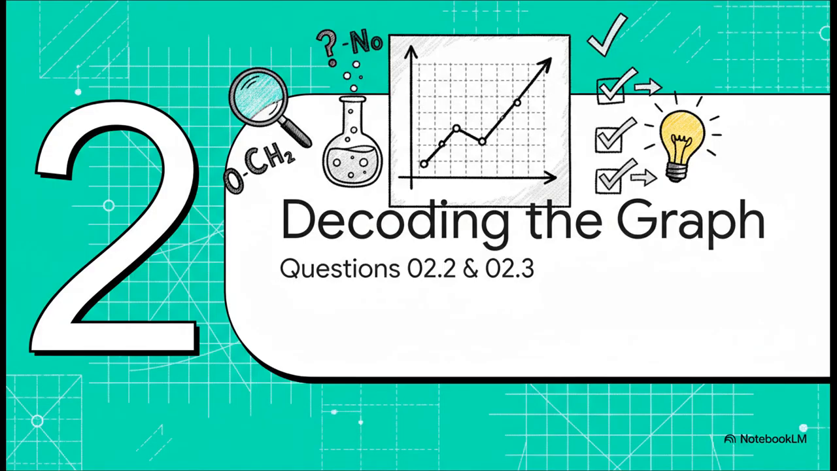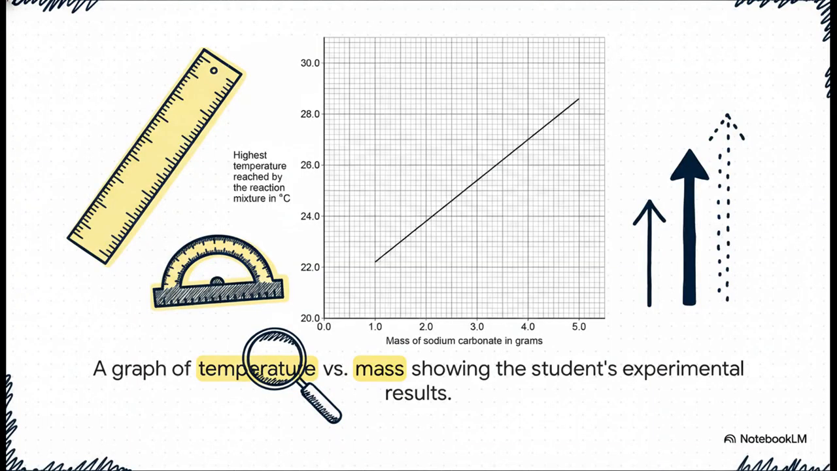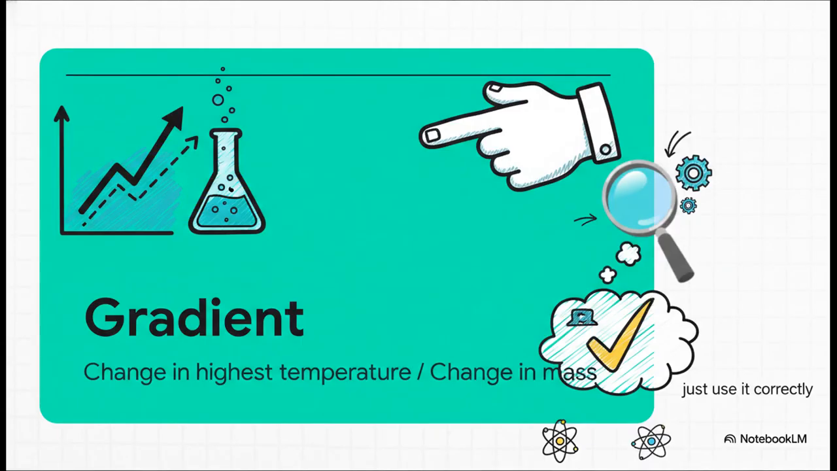Now let's switch gears to the next part, decoding a data graph. This is such a huge part of any science exam, so let's nail it. So, the examiner gives us this graph showing the students' results, and the very first thing they ask us to do? Calculate the gradient of that line of best fit. And hey, they even give you the formula. Gradient equals the change in temperature divided by the change in mass. You don't even have to remember it, you just have to use it. It's right there for you.